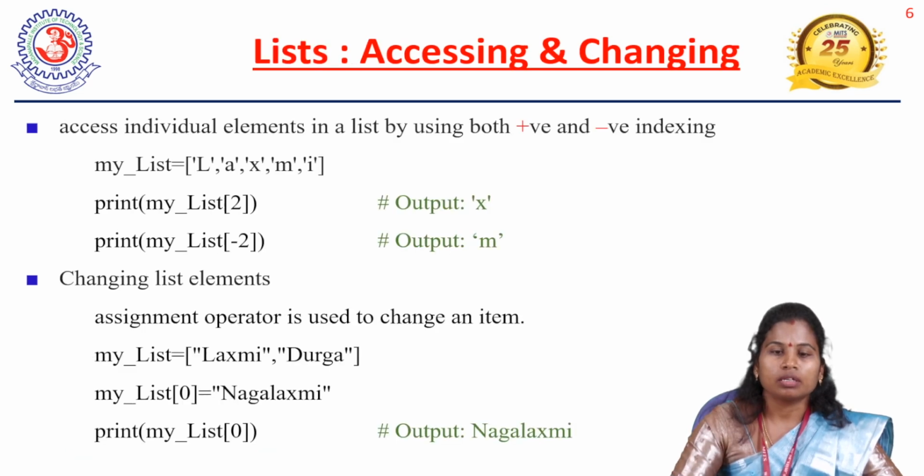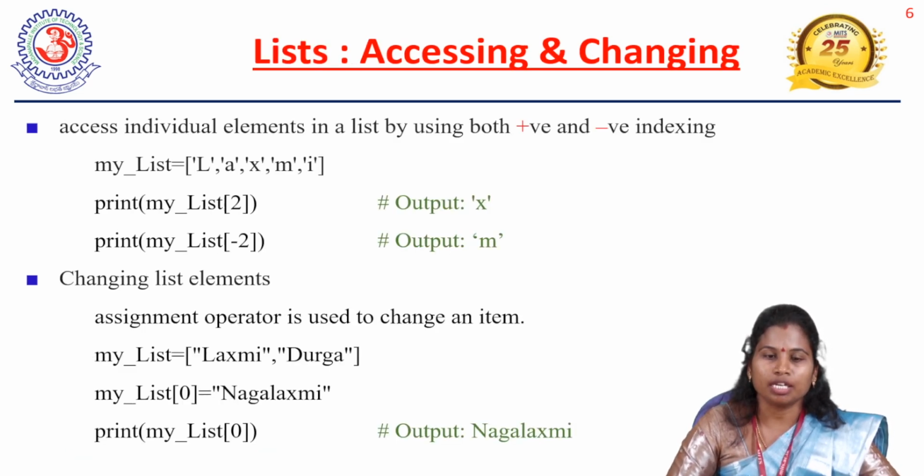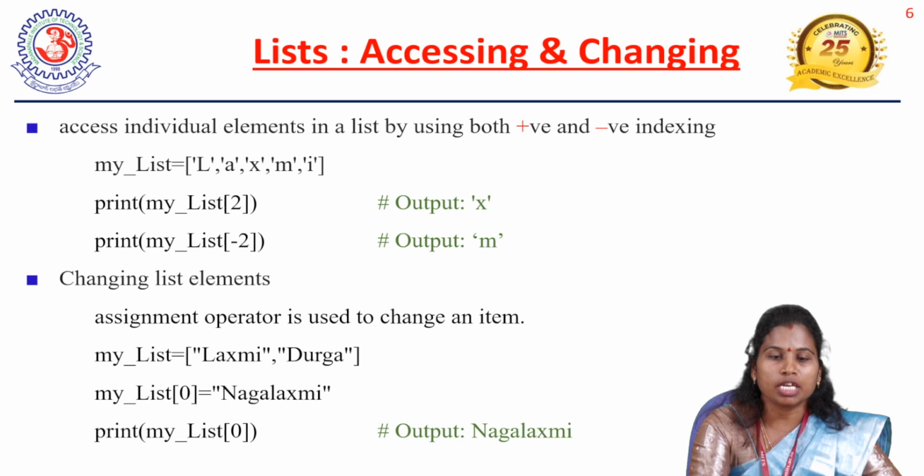Now coming to list accessing and changing list elements. If we want to access elements in a list, we can use either positive indexing or negative indexing. Here mylist contains a list of characters. So here we will discuss positive indexing and negative indexing. Positive indexing starts from left to right and negative indexing starts from right to left. Now here the first element is L. So L is at position 0. Now A is at position 1.